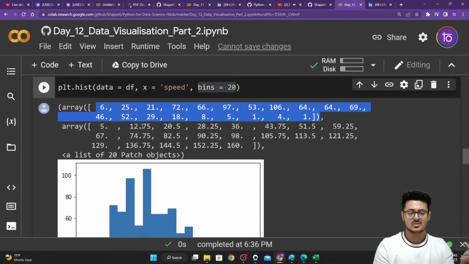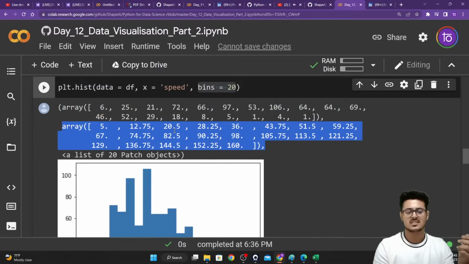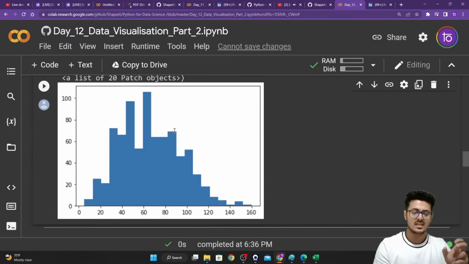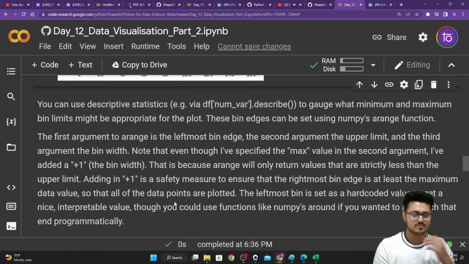What is the array values? That is what I said right now. The first array is the number of items in each of these 20 bins. And the second array represents the range of each of these bins. So the first bin is from 5 to 12.75. The second bin is from 12.75 to 20.5, and so on and so forth. That is how it works, guys, and that is what you are getting right now.